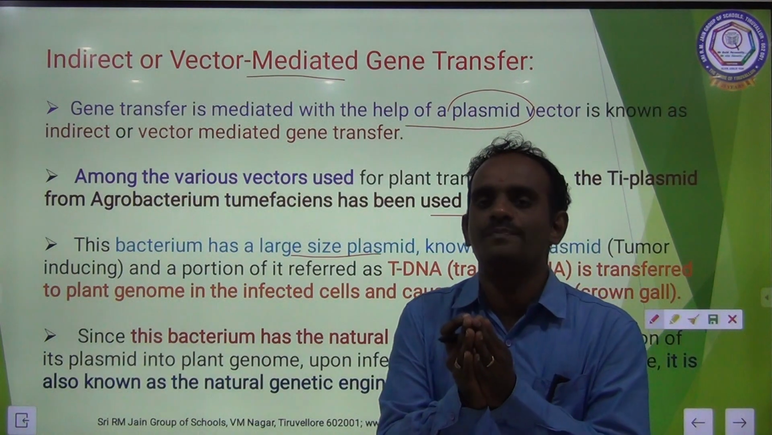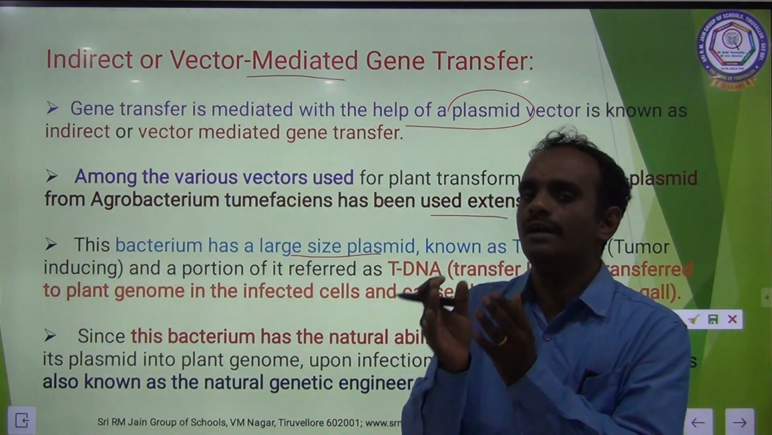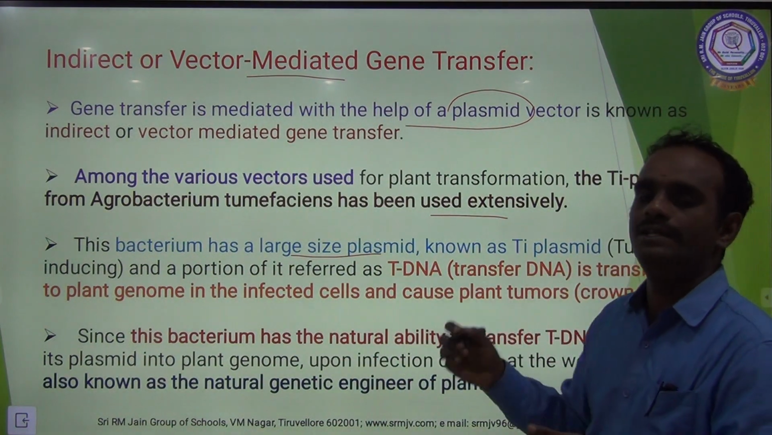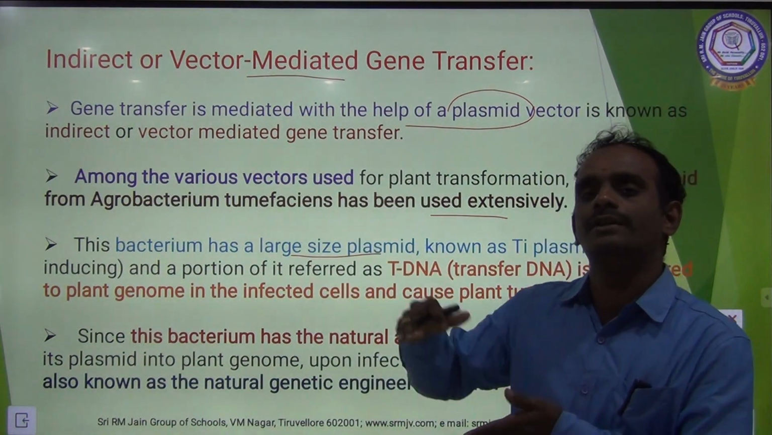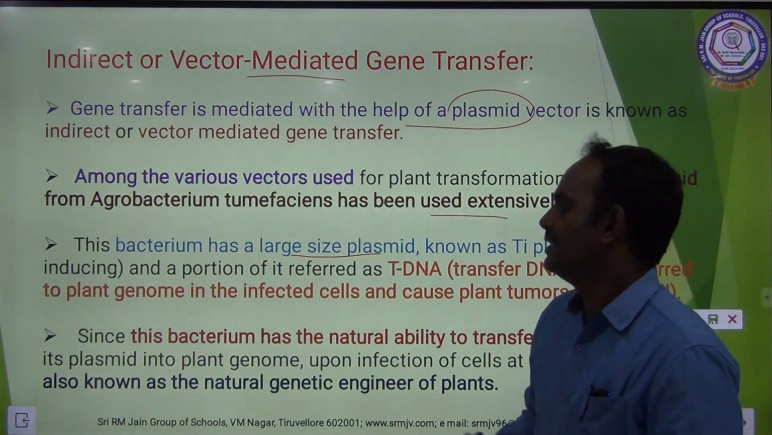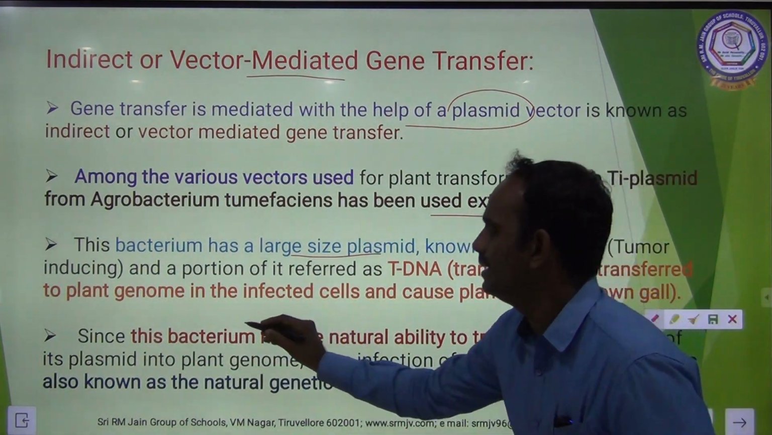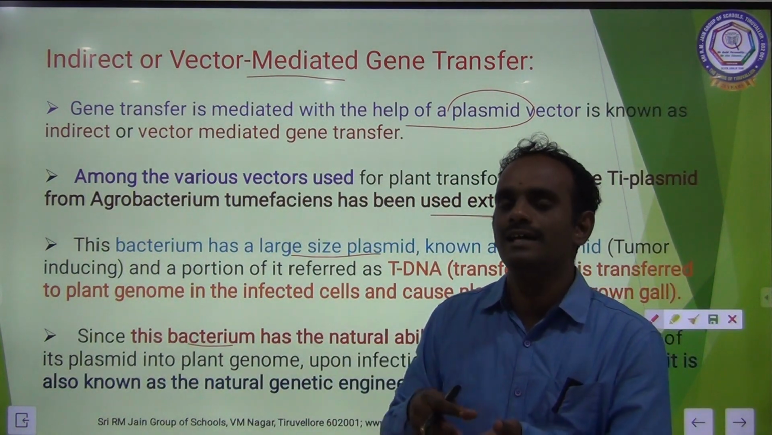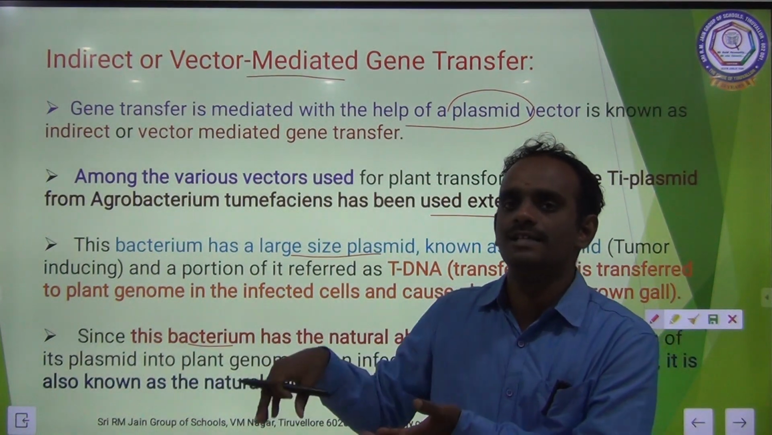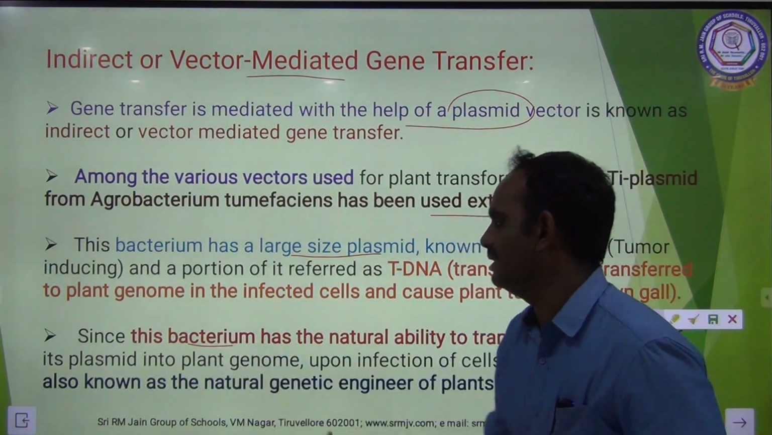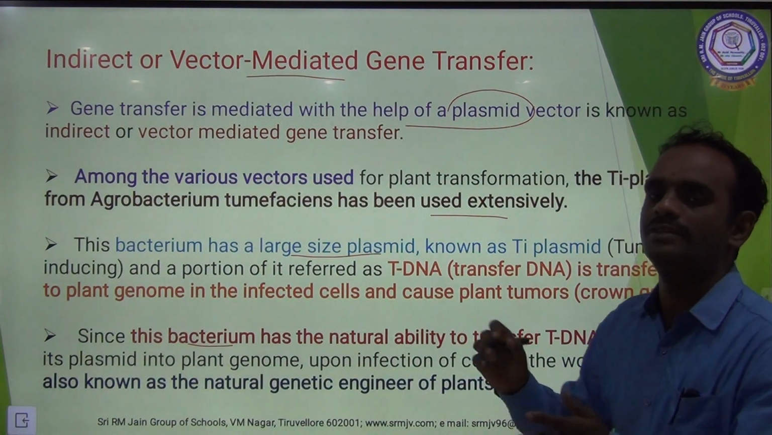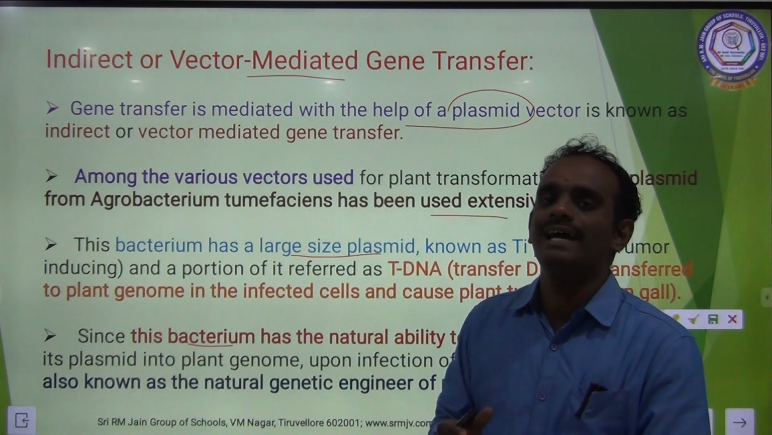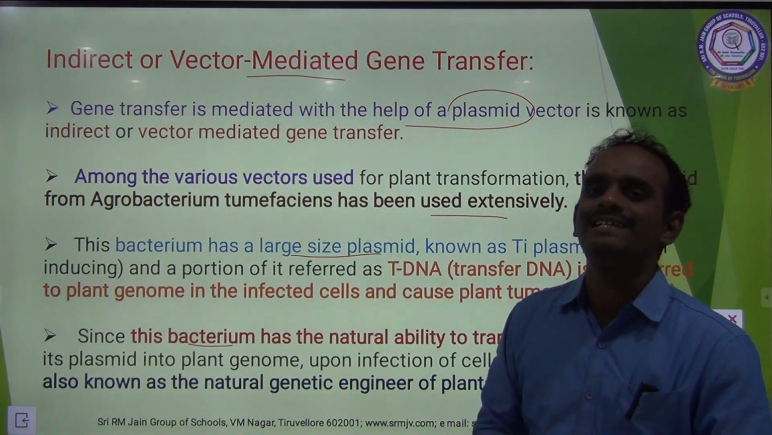A small portion of Ti plasmid is called T-DNA, transfer DNA, and it has the ability to transfer the gene of interest into the host cell. This bacterium, as I said earlier, is a soil bacterium. Since this bacterium has the natural ability to transfer the gene to the host cell, that is called indirect or vector mediated gene transfer.